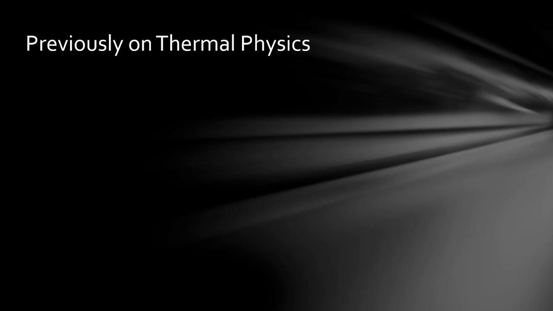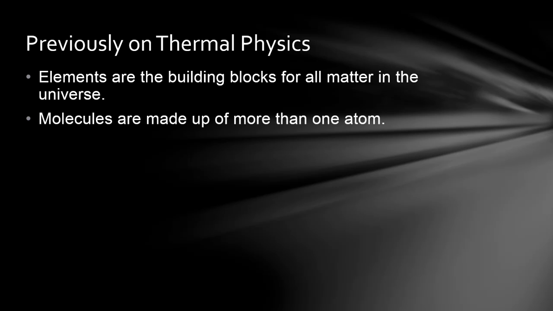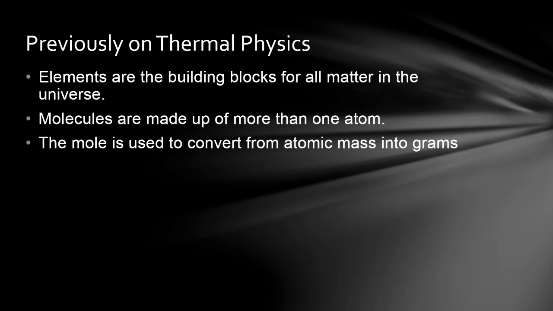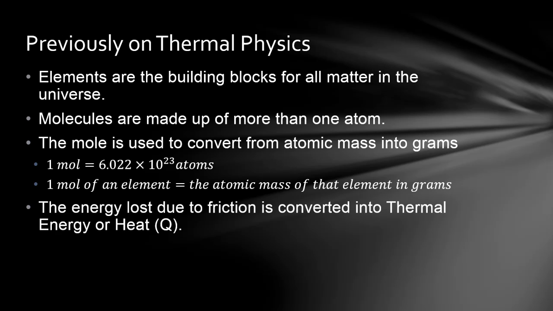Previously on thermal physics, we learned that elements are the building blocks for all matter in the universe. Molecules are made up of more than one atom, and the mole is used to convert from atomic mass into grams. 1 mole equals 6.022 times 10 to the 23 atoms. And 1 mole of an element equals the atomic mass of that element in grams.